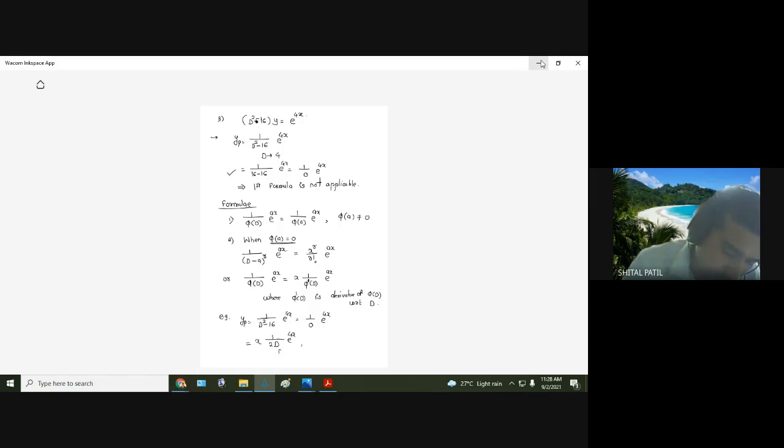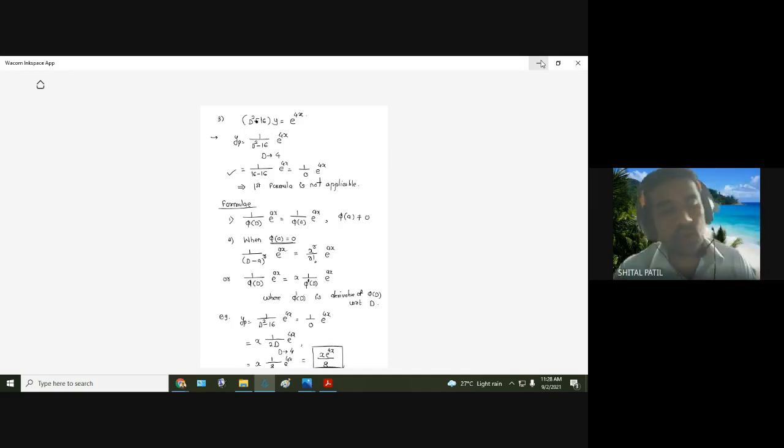Now replace d by a. So x, 1 upon d equal to 4. 4 into 2, 8, and e raised to 4x. So x e raised to 4x divided by 8. This is the answer. Hope you are getting it. Hope you might have understood it.